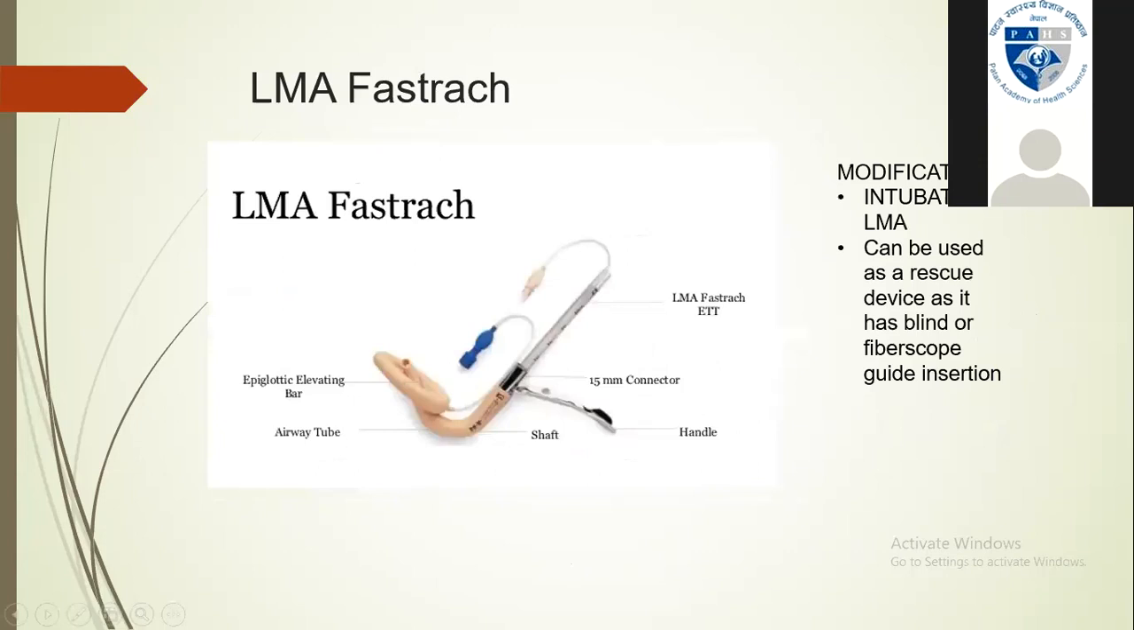So another modification is the LMA Fastrach. It is also known as intubating LMA, as we can pass an ET tube, endotracheal tube, through this LMA. It can be used as a rescue device, as we can see it has an airway tube as well as a blind fibroscope for guided insertion. So it can be used as a rescue device in difficult intubation.